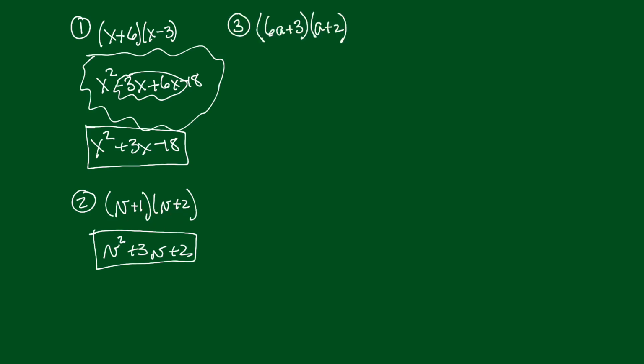And now in number 3, I'm going to do the same thing. First times the first is 6a times a is 6a squared. And then keep track of this in your head. The outer product is 2 times 6a is 12a, and the inner product is 3a. So I have 12a and 3a, that's 15a. And then the last times the last, plus 6.